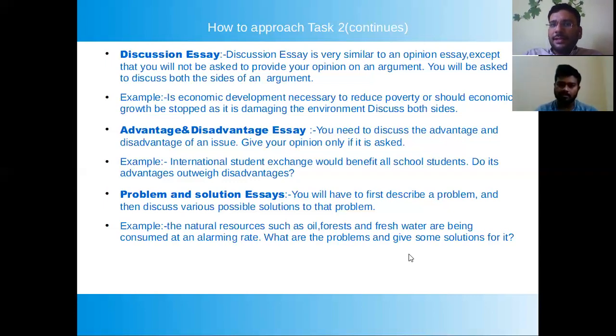Now the third aspect is advantage disadvantage. In an advantage disadvantage essay, essentially you are given a topic wherein you have both pros and cons. You have positives and negatives, and you need to write what the advantages and disadvantages are. Does the advantage outweigh the disadvantage or the other way around? So let's look at one sample example. International student exchange would benefit all school students. Do its advantages outweigh disadvantages?